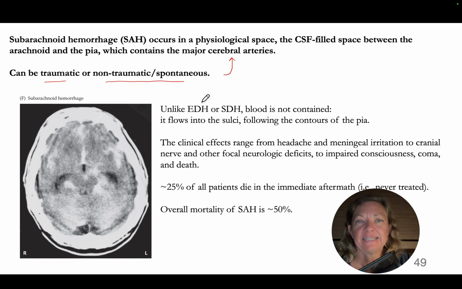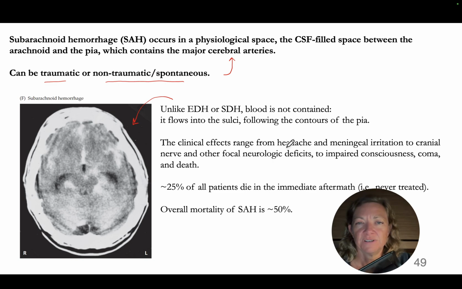Now, unlike an EDH or an SDH, in an SAH, the blood is not contained. So it flows freely over the brain, following the contours of the pia. And that's what you see on imaging, this diffuse bleeding in no specific shape, really, or visible compartment. It isn't a compartment, the subarachnoid space, but it's flowing freely all over the brain.